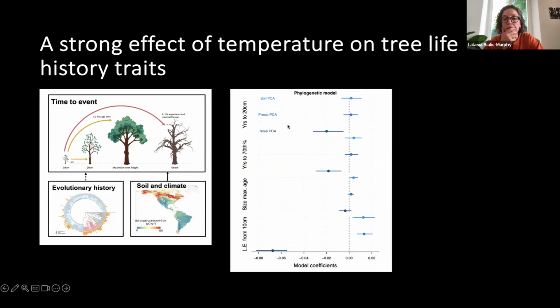And what we see here, just visually, is that temperature is really having the most pronounced effect on both of these growth strategies, so growth to 20 and growth to 70th, as well as maximal size and life expectancy, with less variation explained by soil and precipitation. And I think this really closely mirrors a lot of the global studies that look at temperature really regulating macroscale patterns.